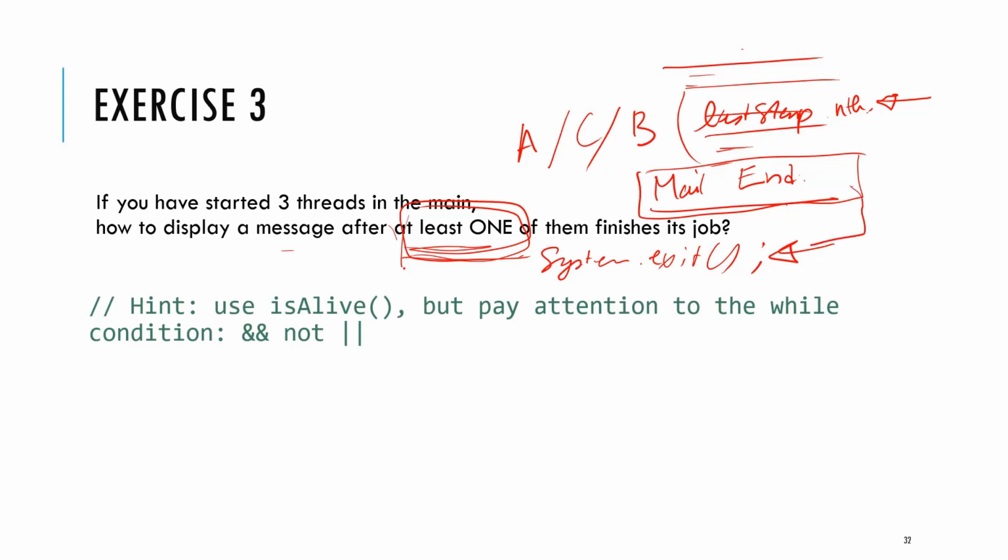Especially if you call system.exit, you guarantee that the 2 other threads won't work anymore. But even if you don't call it, then A and C will continue there after main and. Okay, so pay attention to the while condition that you use with is alive, and make sure that you are using the right logical combination.